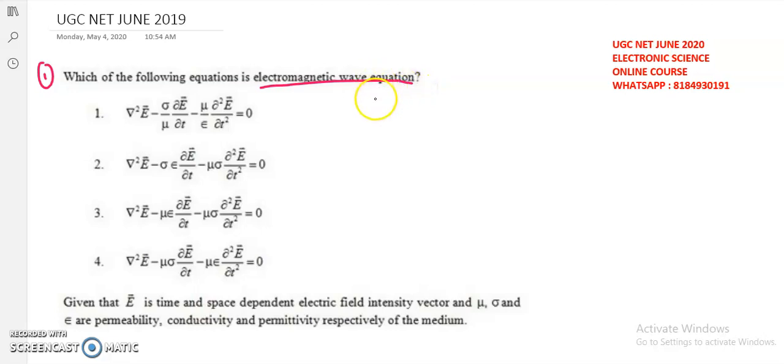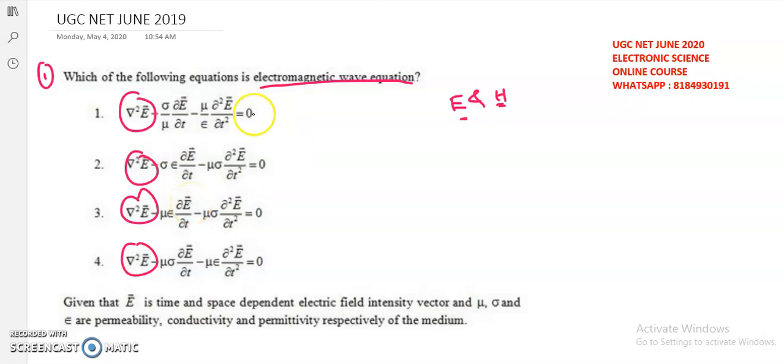So generally the electromagnetic wave equation can be defined in two ways. One is with respect to the electric field and the second one is with respect to the magnetic field. But here if you observe, in all the four options the del square E is there. That means they are asking the electromagnetic wave equation in the form of the electric field.